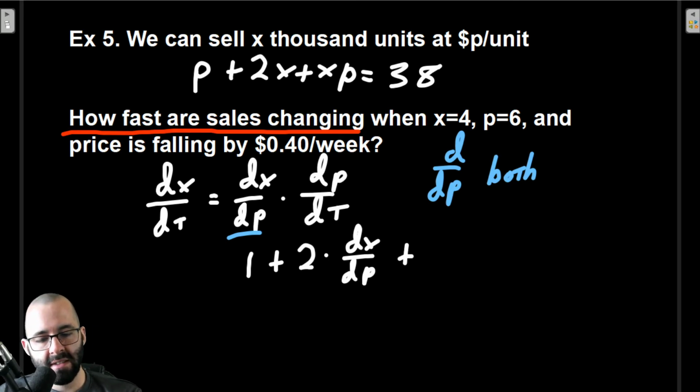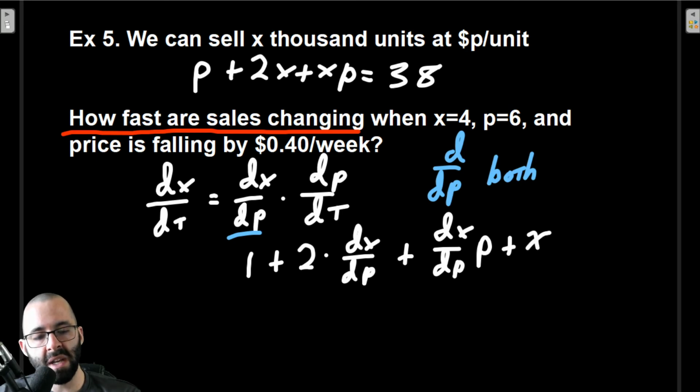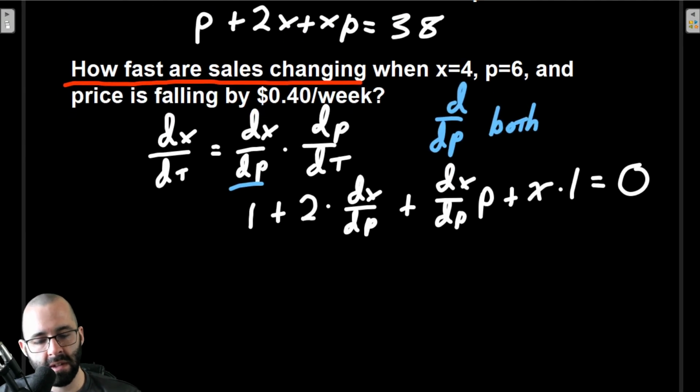All right. Plus, again, product rule. Derivative of the first thing is dx/dp times the second thing. We're looking at the derivative of this right now. Second thing is just p. Plus the first thing, x, times the derivative of p with respect to p, which is 1. Derivative of the right-hand side, 0. We need to solve for dx/dp. So we can use that chain rule.